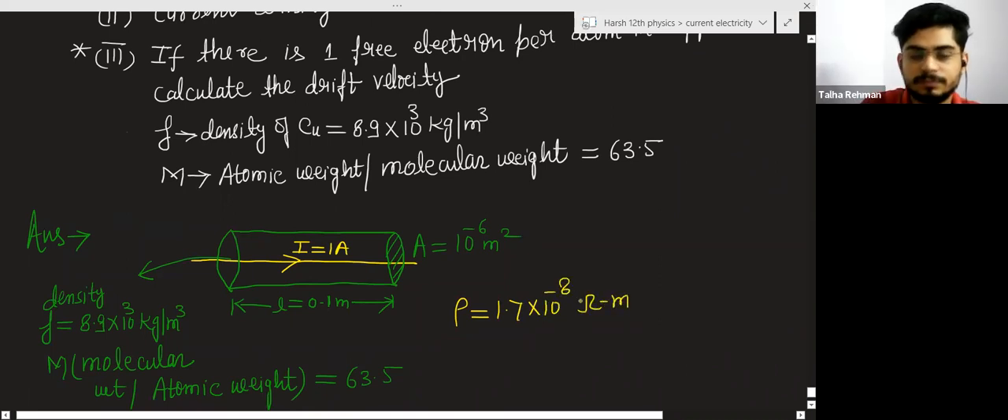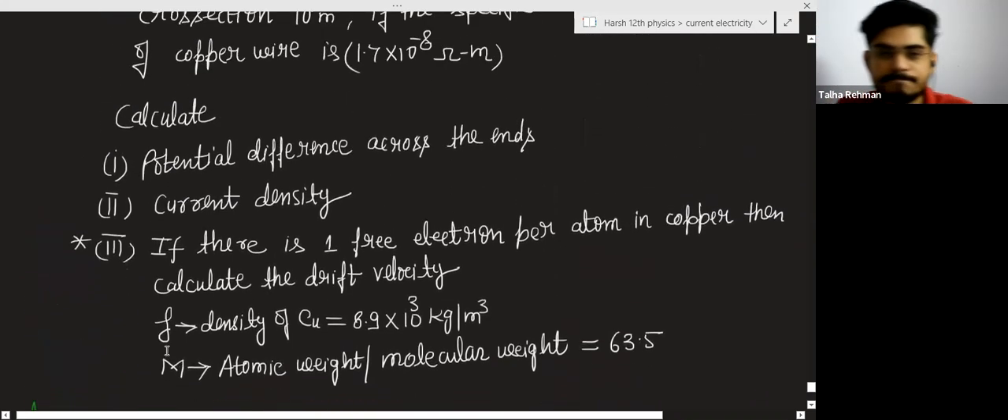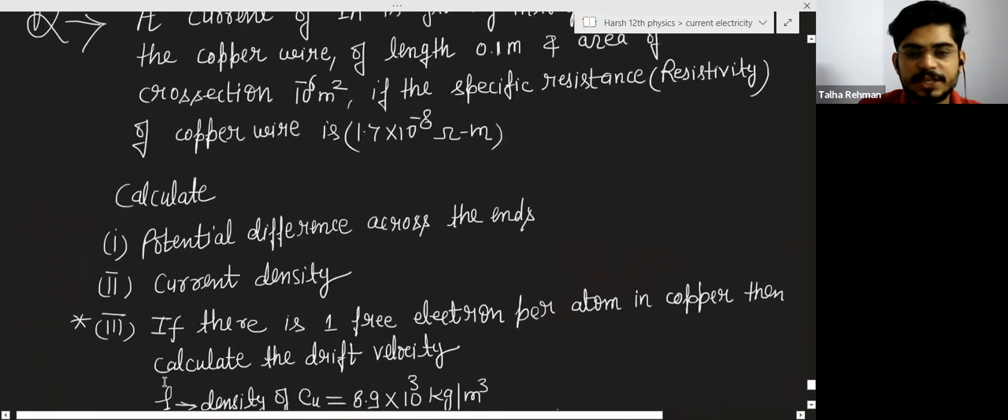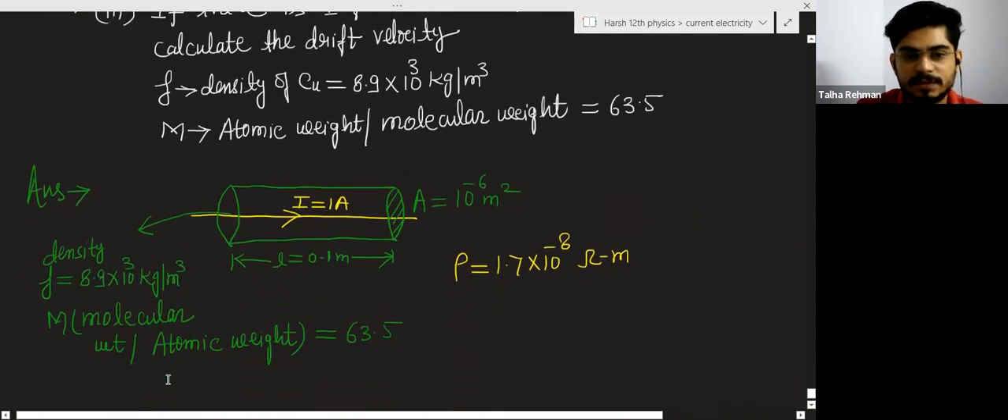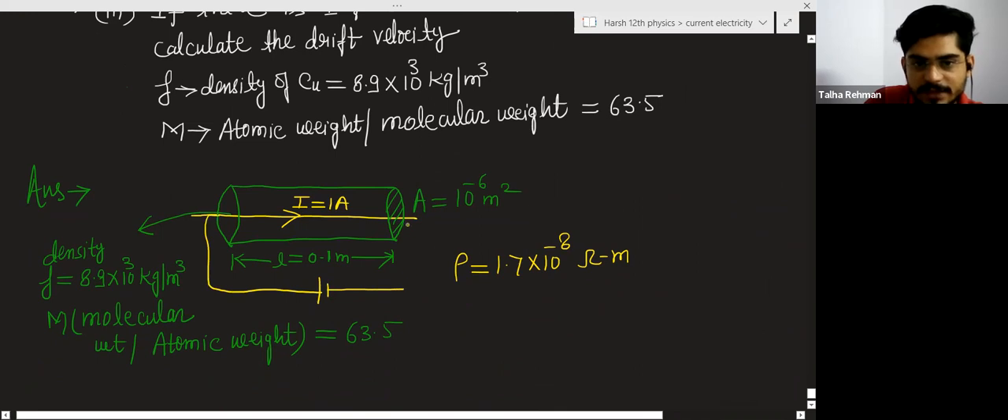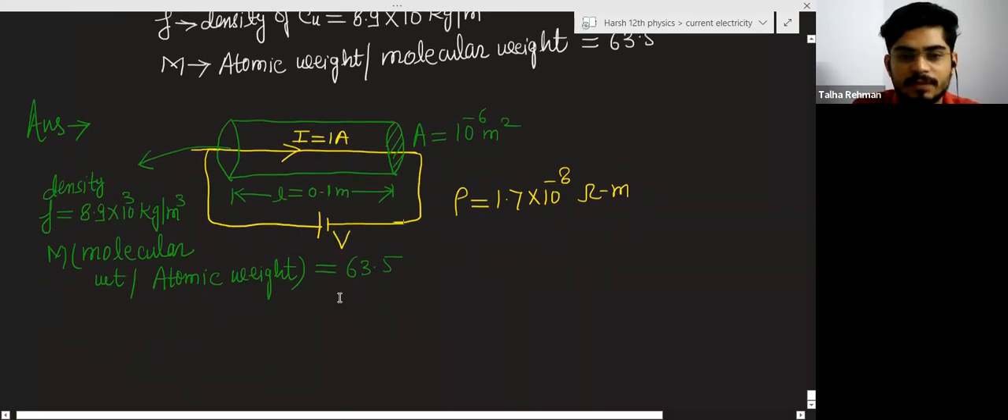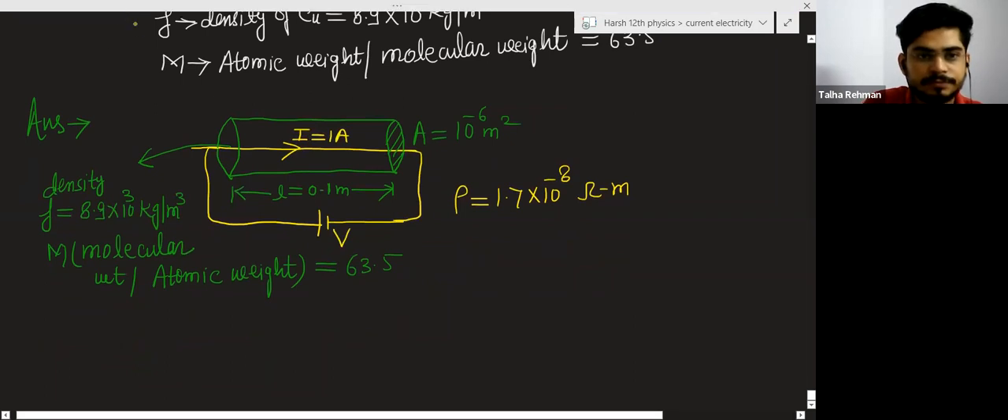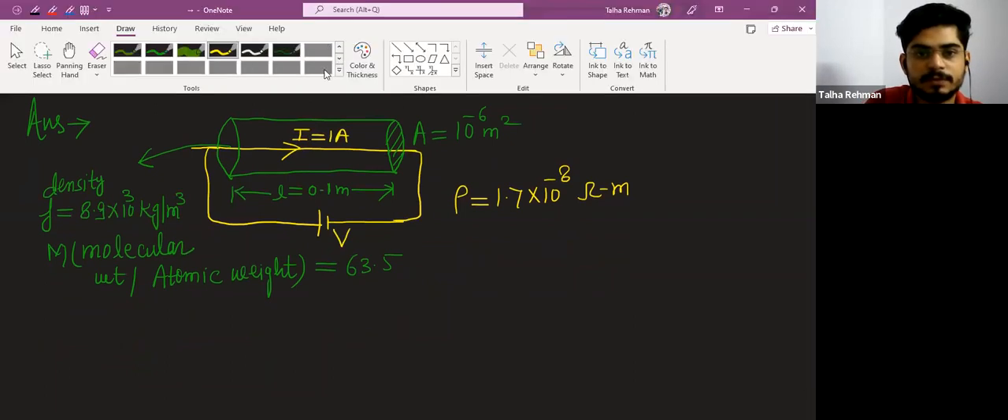Ohm meter. Now we have to calculate the potential difference across the ends. If the current is flowing, it means this is connected with some battery. Obviously it must be connected, otherwise how would the current flow? Current will not flow. A battery of some potential difference V. We have to find this V.